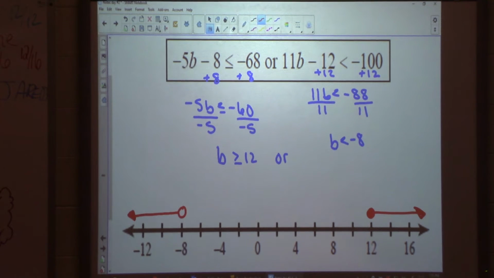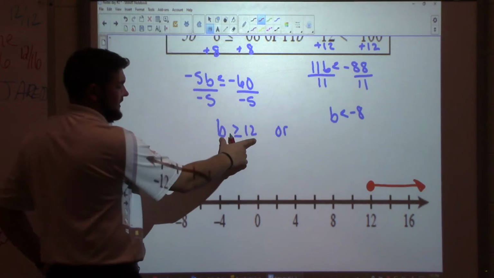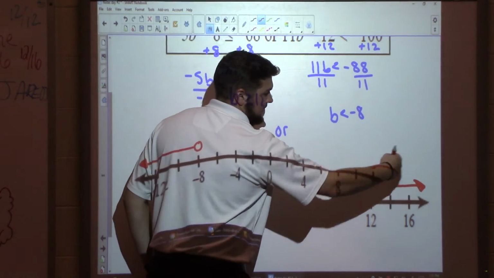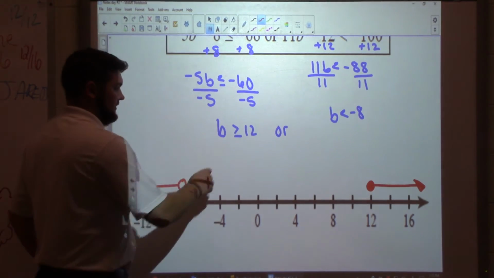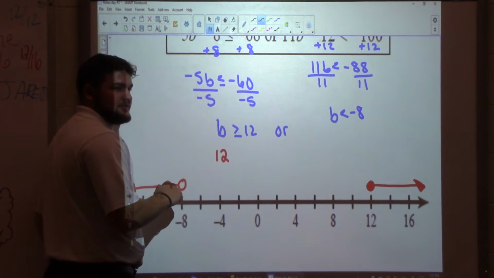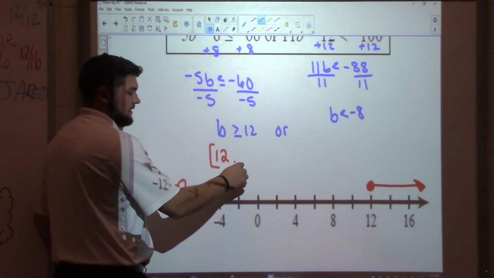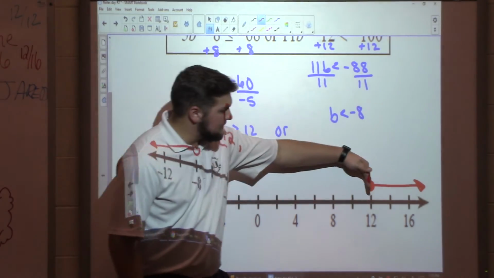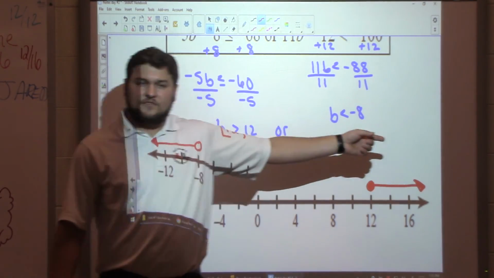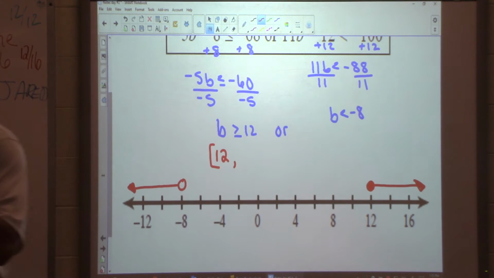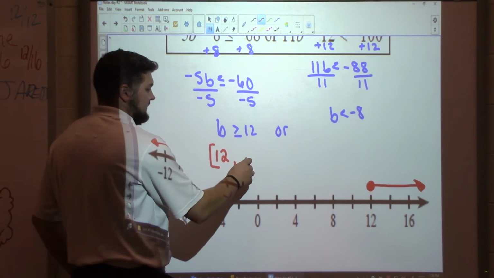That first part, B is greater than or equal to 12. What is the smallest number that will satisfy this, if I look at this part of the graph? 12. Am I including 12? Is it or equal to? Yes. So it's a bracket around 12, comma, where's that portion going? Infinity, right? It's going to keep going and going and going. So it's going to be 12 to infinity.